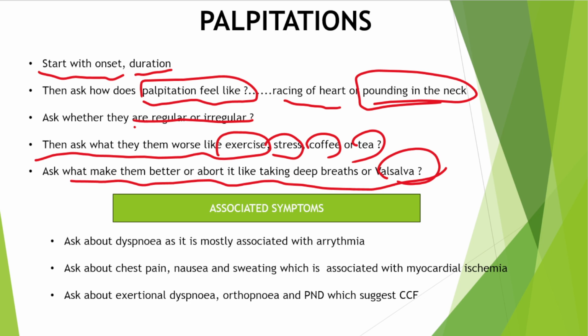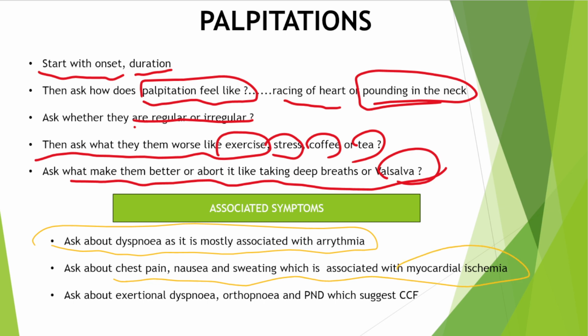And then we will ask about associated symptoms. So we will ask about dyspnea. Usually in a patient with arrhythmia, there will be associated dyspnea. Then we will ask about chest pain, nausea, and sweating, which are usually associated with myocardial ischemia. So we'll ask about those as well. Then we will ask about exertional dyspnea, orthopnea, and PND, which suggest congestive cardiac failure. So sometimes congestive cardiac failure presents with palpitation.